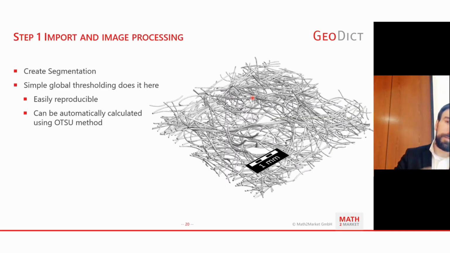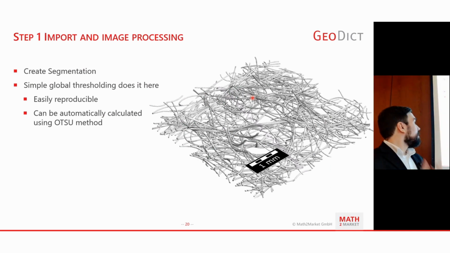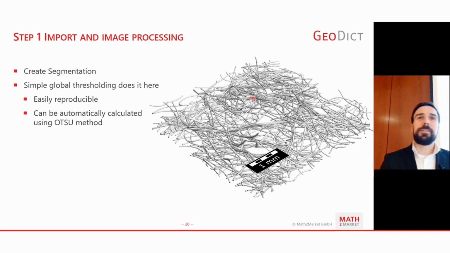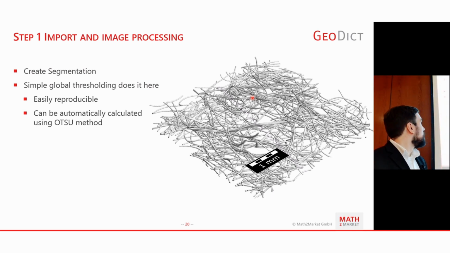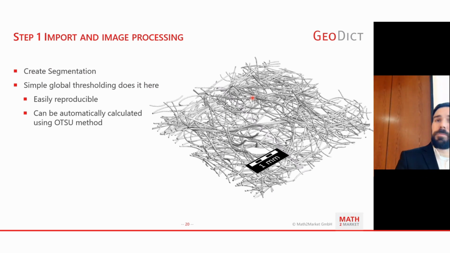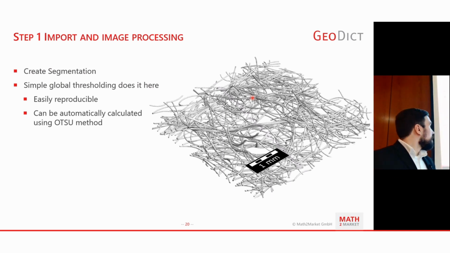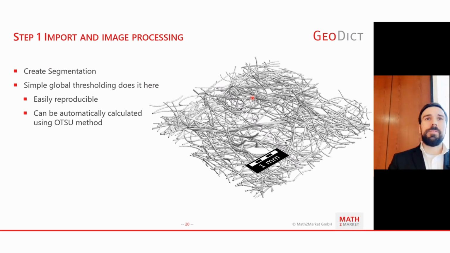So to get back to our sample, in this case I use just Otsu segmentation, which calculates the threshold automatically and gets your segmentation. It has its advantages. It is easily reproducible, and it's also a lot faster and less manual work.